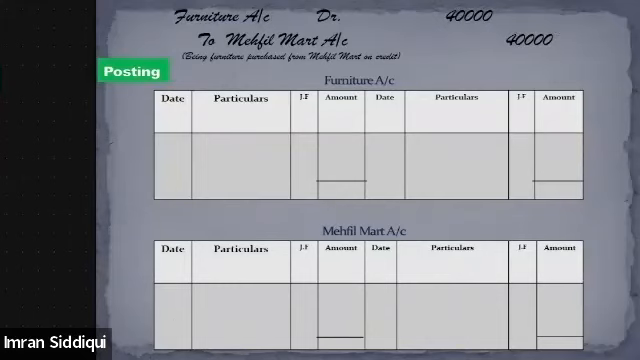I hope this point is clear to all of you. Okay, this is how we will do it. First of all, we will write down the date, 5th June. On 5th June, To Mehfil Mart account 40,000. It shows that we have bought furniture from Mehfil Mart of rupees 40,000. And on the credit side, we'll write down By furniture account 40,000 in the Mehfil Mart, and that means he sold furniture of rupees 40,000. Got it, everyone? Is this clear? Yes or no?